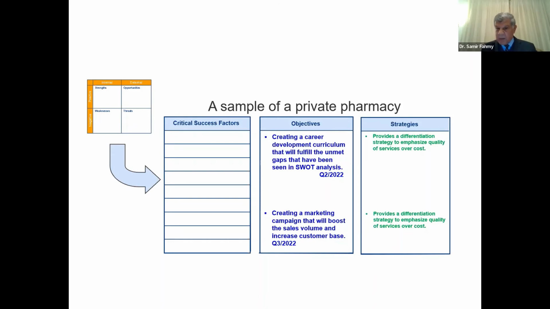Creating a marketing campaign, and then we're having here a differentiation strategy to emphasize quality of the service over cost. I mean, once again, here the differentiation in what we will do versus the other organizations already doing.